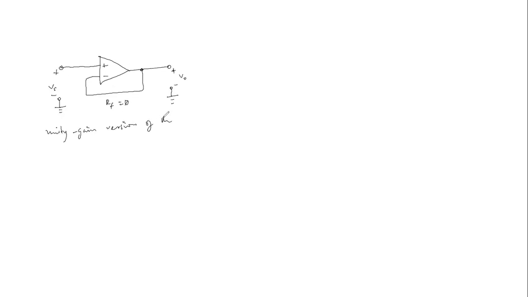So here we have this minus, so the feedback goes back into this, and then this is positive, negative, so that's negative, V naught. Okay. Now the feedback resistance is the same as 0. So this is referred to as the unity gain version of the ideal non-inverting op-amp.